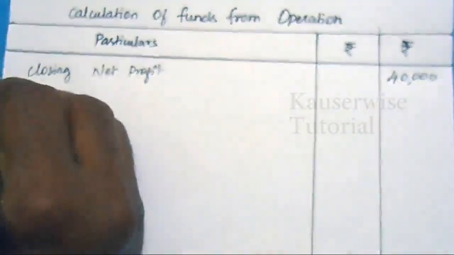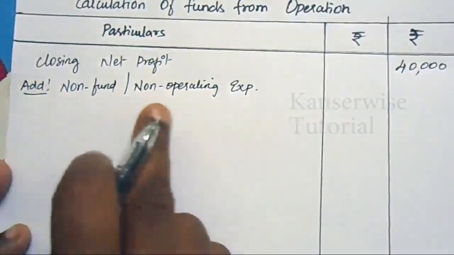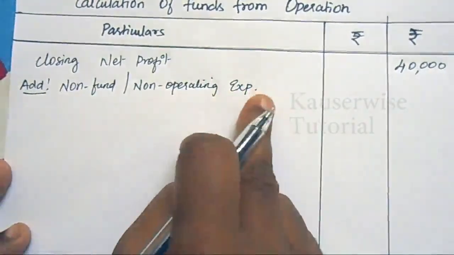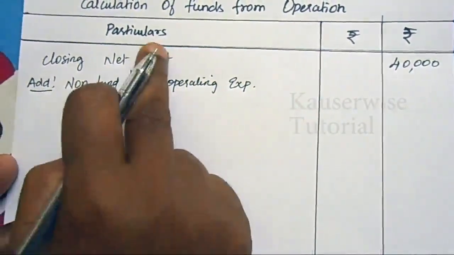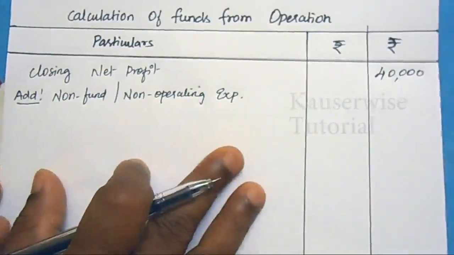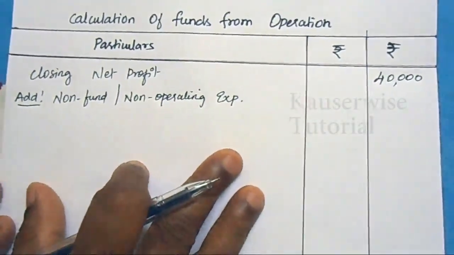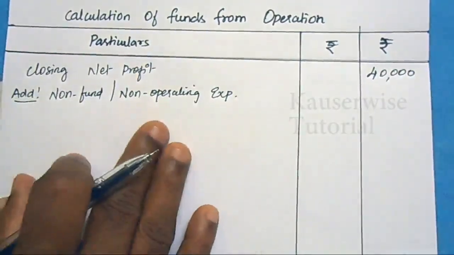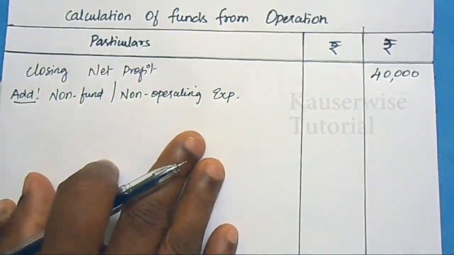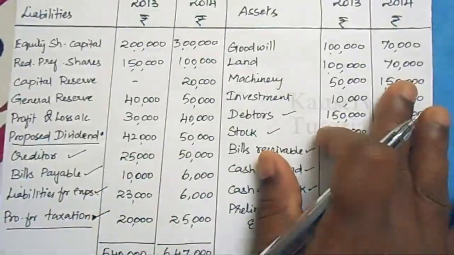Now, you need to add non-fund or non-operating expenses which are debited in the P&L account; that will be added along with the net profit. In this problem, we didn't have the profit and loss account. If the profit and loss account is not there, we can find the non-operating transactions from the balance sheet itself. Look at the balance sheet.